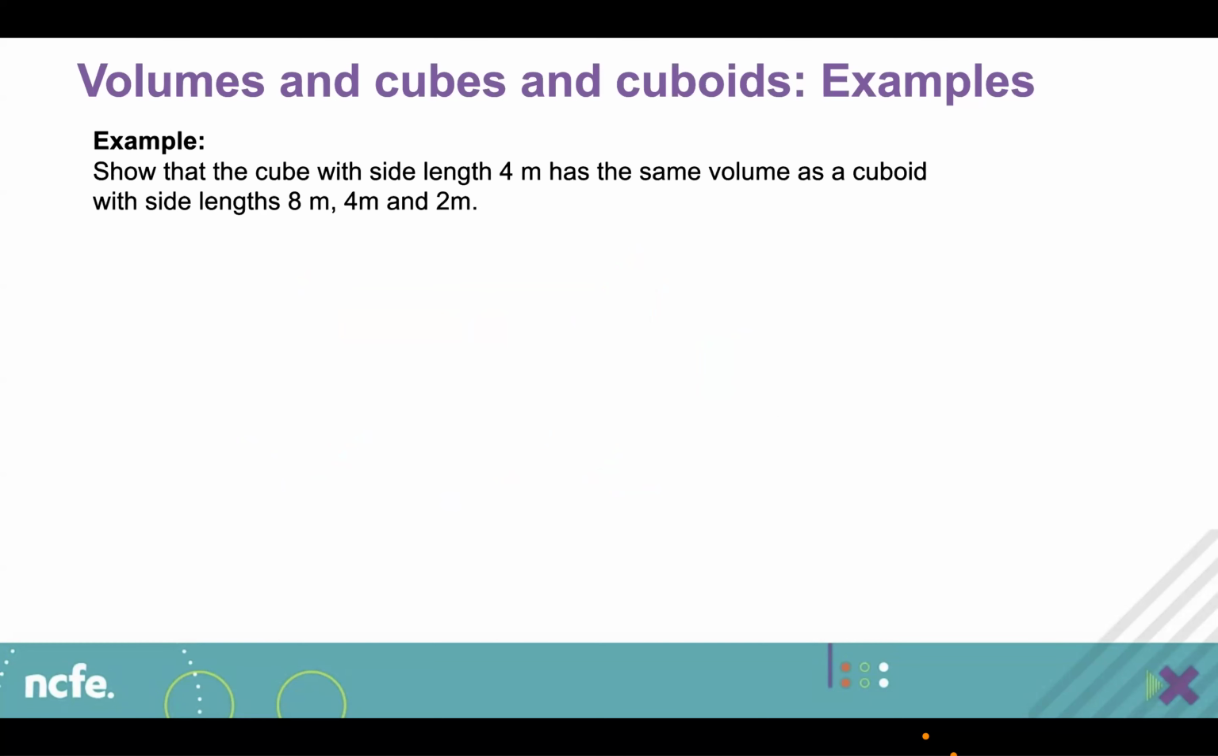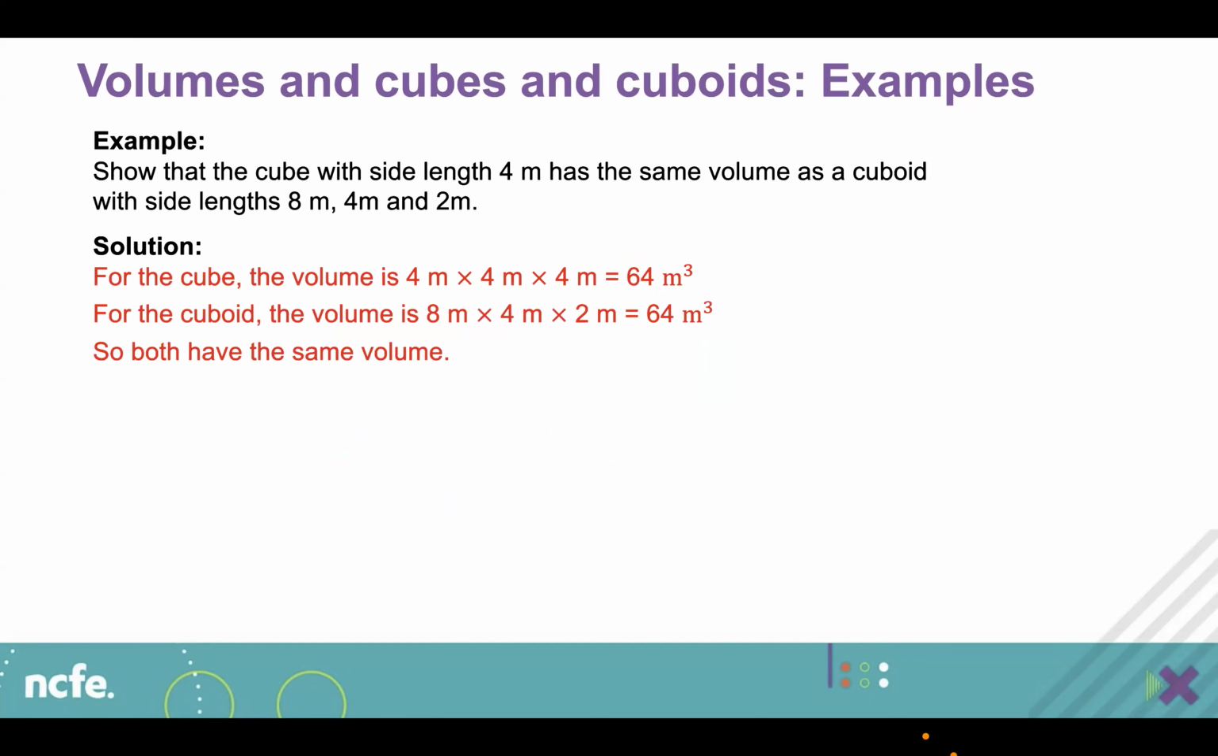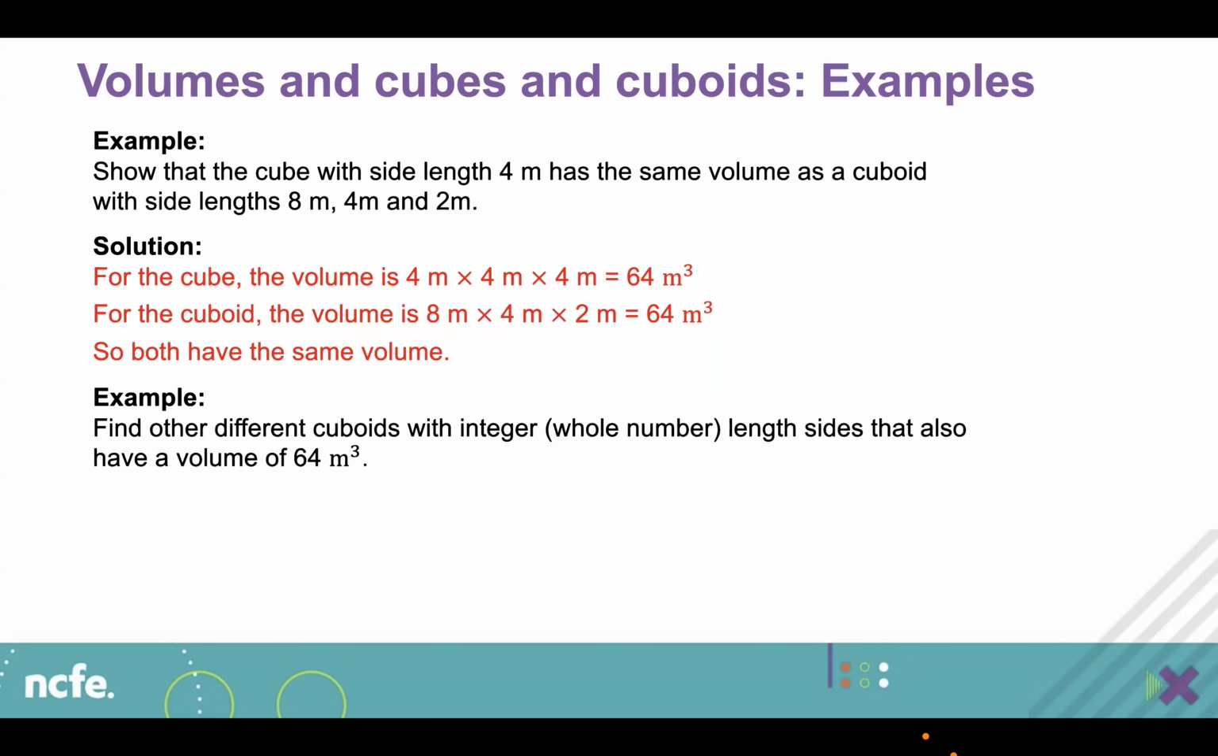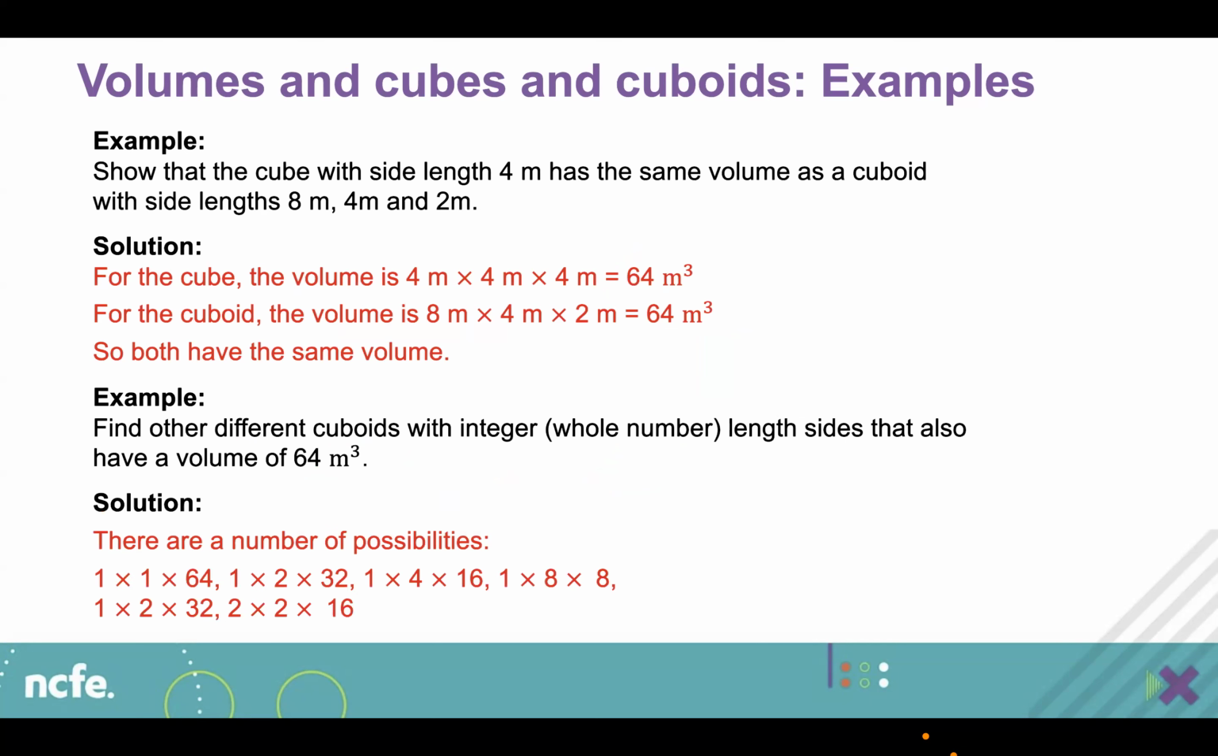So the answer of that equals 64 meters cubed, and they have the same value. Find other different cuboids with integer side lengths that also have a volume of 64 centimeters cubed. So there are a number of possibilities.